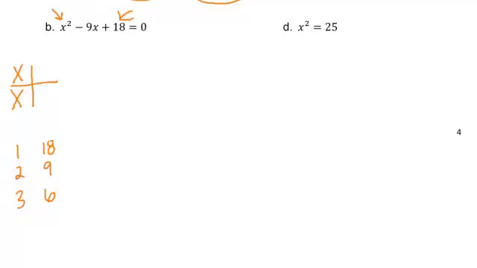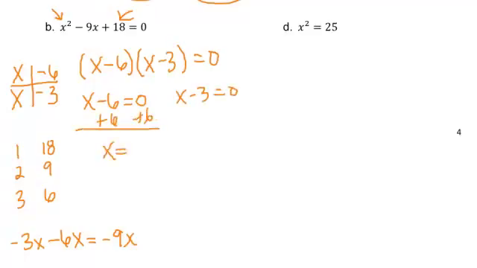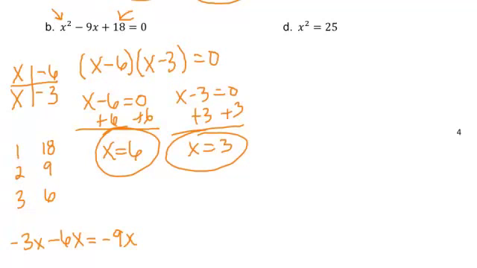Our middle term needs to be a negative 9x, so again they're both going to be negative. We know that 6 plus 3 is 9, so I'm going to try 6 and 3. I cross multiply, negative 3x minus 6x gives us our negative 9x. So our factors, x minus 6, x minus 3 equals 0. So set them both equal to 0. If I add 6 to both sides, x equals 6. If I add 3 to both sides, x equals 3. So our two possible solutions are 3 and 6.